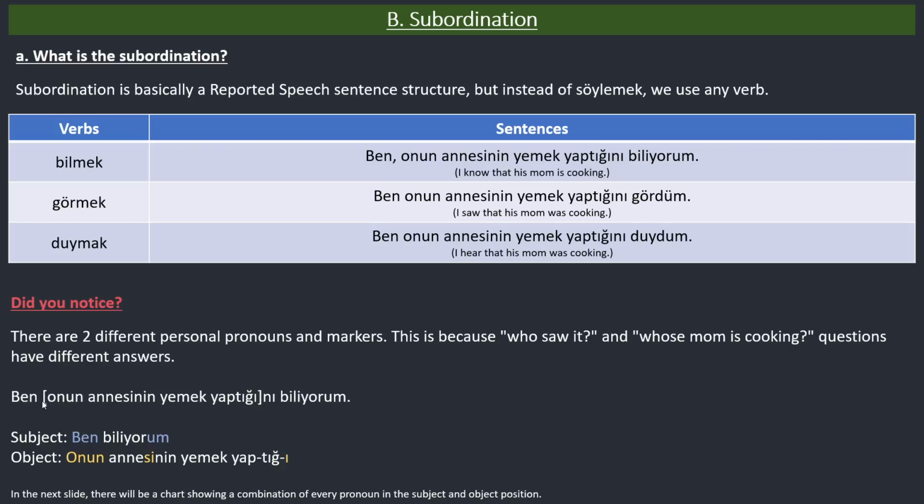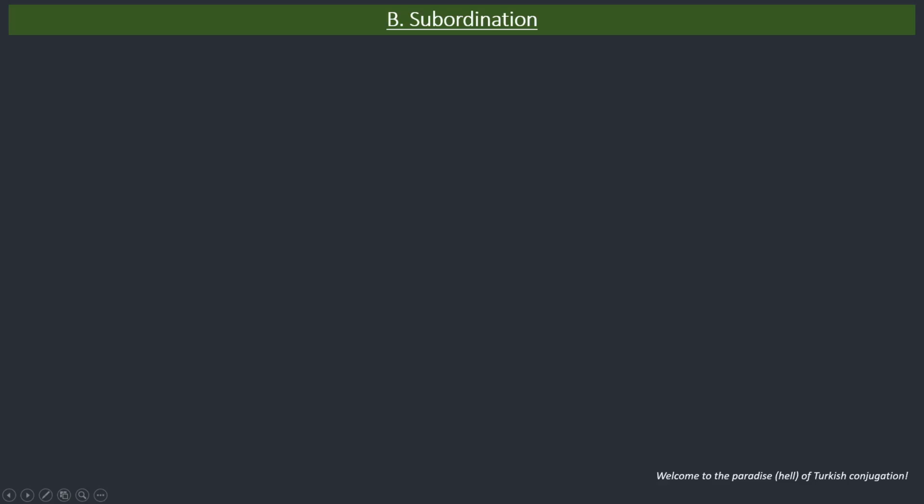I put these brackets to show you that this part is just the object of the sentence. Ben biliyorum, I know, but what do I know? Ne biliyorum? Onun annesinin yemek yaptığını biliyorum. This part is the object. In the next slide, we will see a big table. The table will be very scary. I know that.